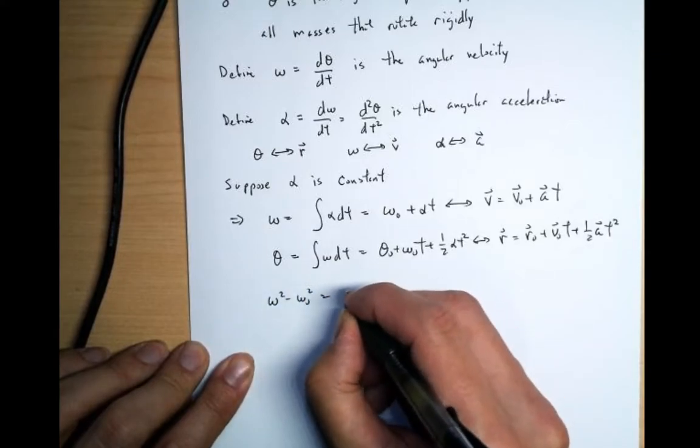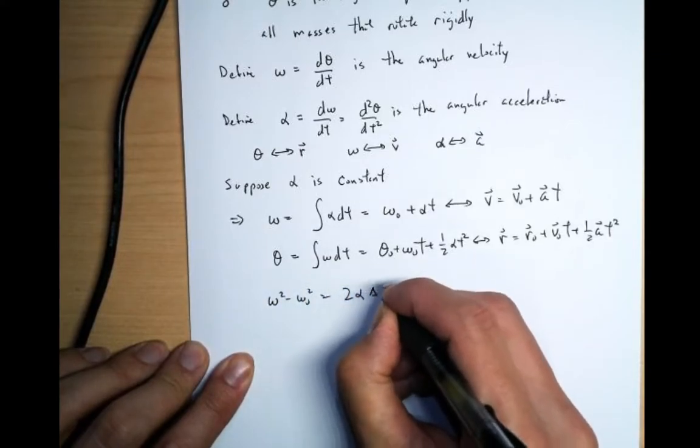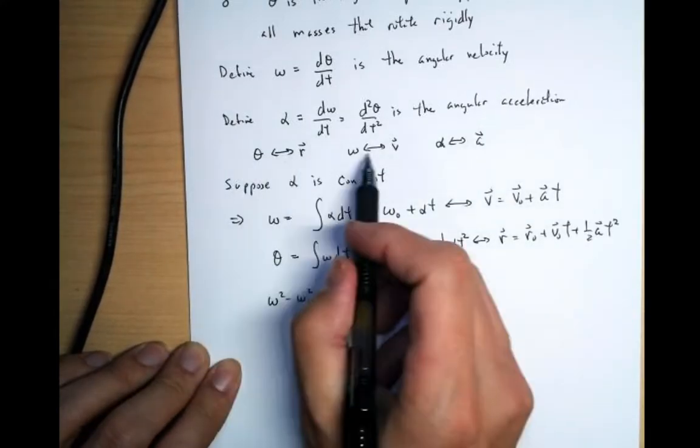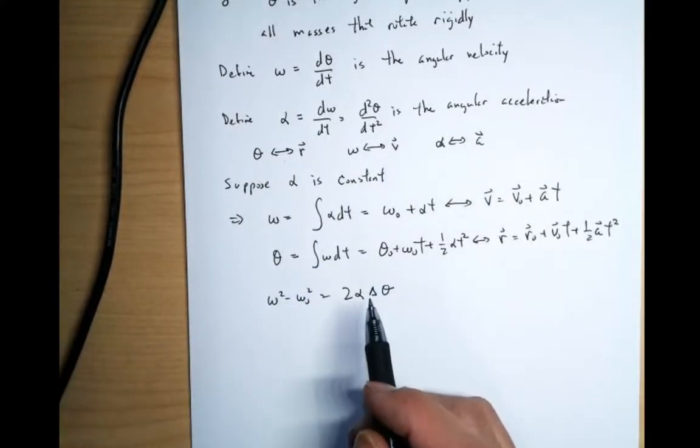And finally, you can probably also write this down: omega squared minus omega 0 squared is equal to 2 alpha delta theta. So literally, this is identification. You can always replace that with that. So let's go back here.